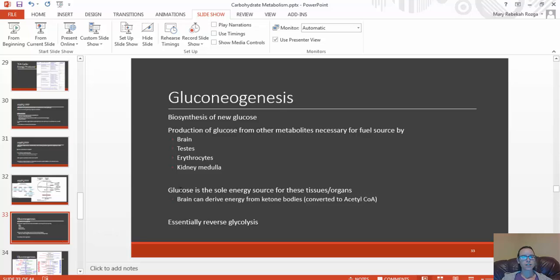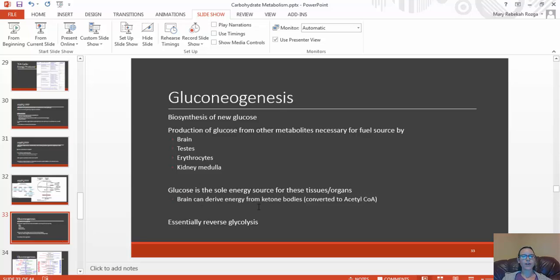So these tissues include the brain, testes, erythrocytes, and kidney medulla. So these tissues need the actual glucose as a fuel source in order to function. So if they don't have the actual glucose, then we need to produce new glucose so that they continue to have a fuel source.